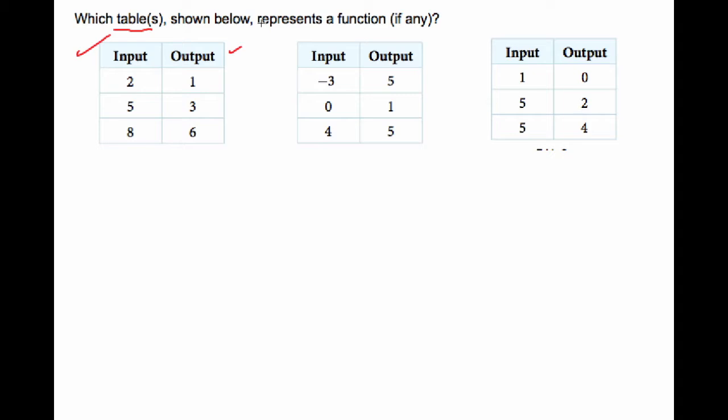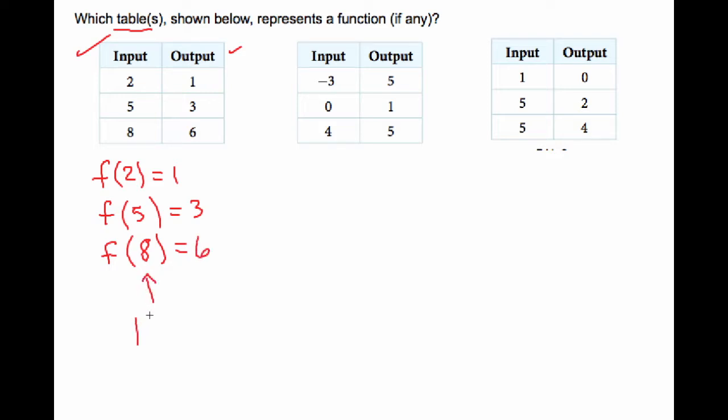So let's look at the first table. What do we see? Well, we see that f of 2 is equal to 1. f of 5 is equal to 3. And f of 8 is equal to 6. Now notice we have 3 unique inputs, and each input corresponds to only one output. So this first table represents a function. So the answer would be yes.